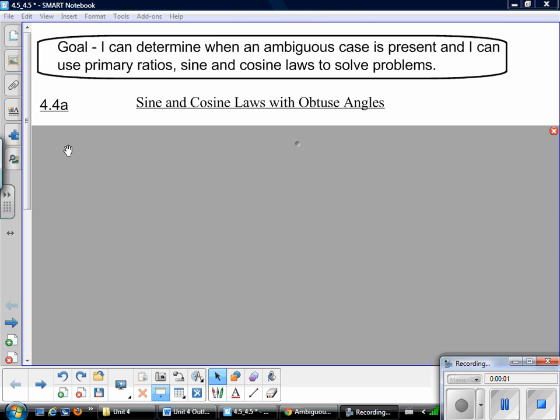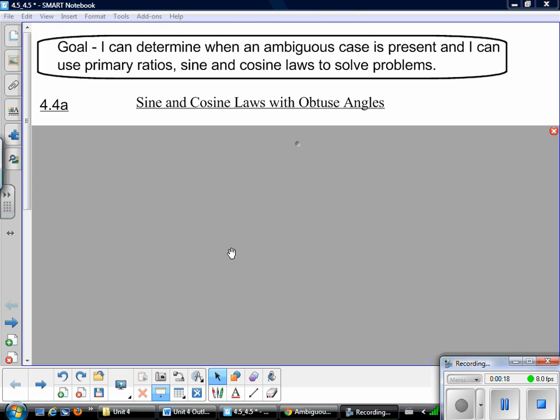Right, as you notice, we're slightly out of sync with our textbook, and that's fine. I just don't like the order that they've done it in. So our goal today is: I can determine when an ambiguous case is present, and I can use primary ratios, sine and cosine laws to solve problems.